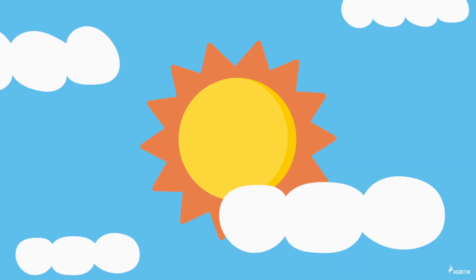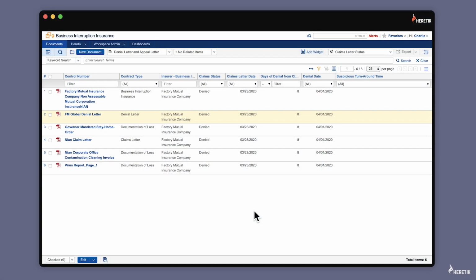Given how difficult documenting physical loss related to a pandemic is, we're anticipating a denial. Fast forward, to no one's surprise, our claim was denied. Since we started this process using Heretik, our documents are grouped together and organized in a very clear and actionable state.